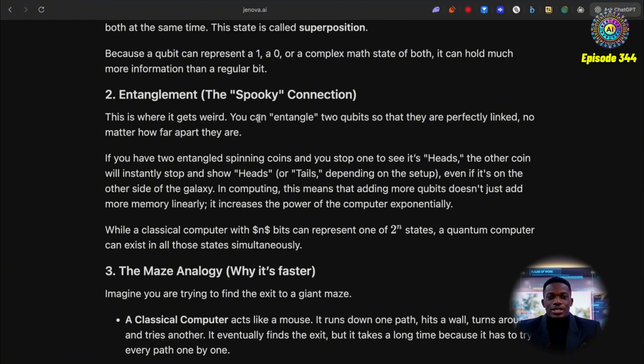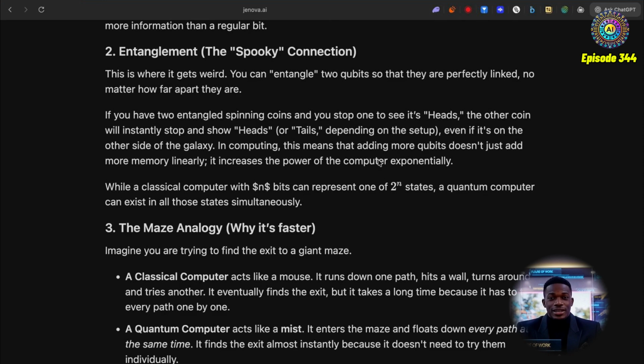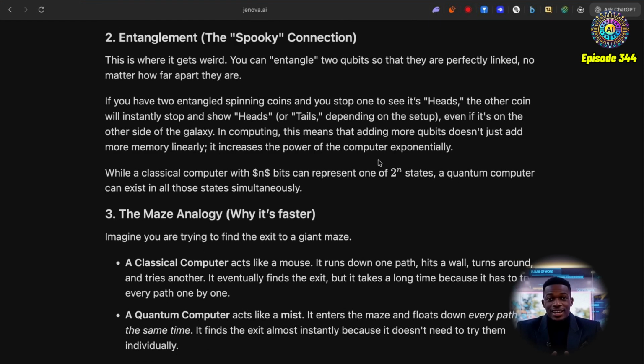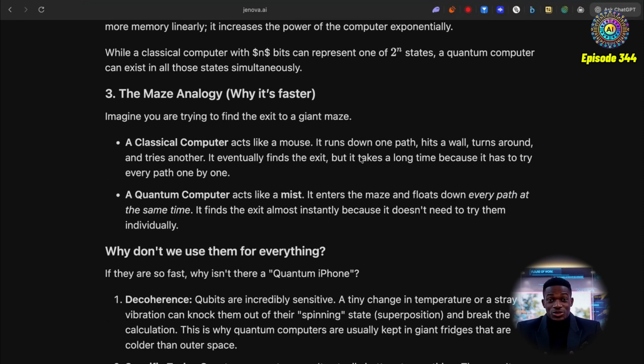We've got the concept of entanglement, where 2 qubits are perfectly linked no matter how far apart they are. So when you change one state, the other state changes as well, regardless of how far apart they are. And then the maze analogy: a classical computer acts like a mouse. It runs down one path, hits one wall, turns around and tries another. But a quantum computer acts like a mist. It enters the maze and floats down every path at the same time, so it finds the exit almost instantly because it doesn't need to try them individually.